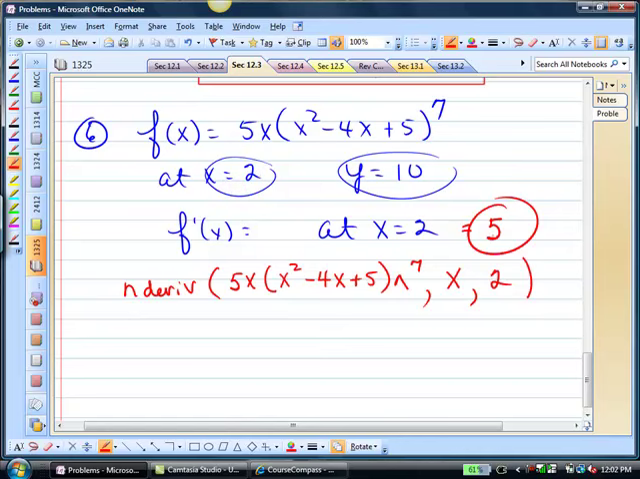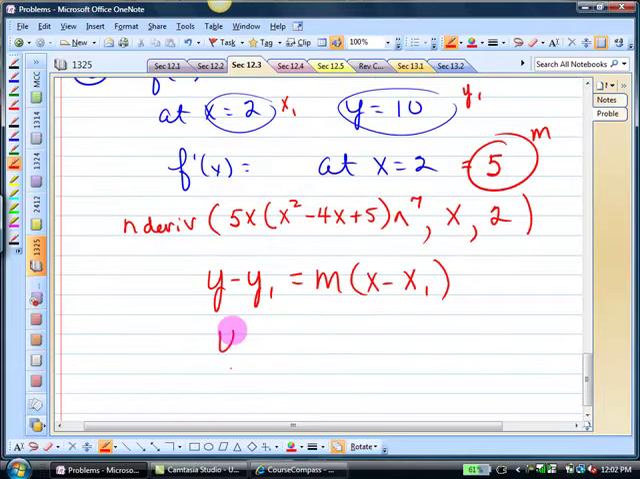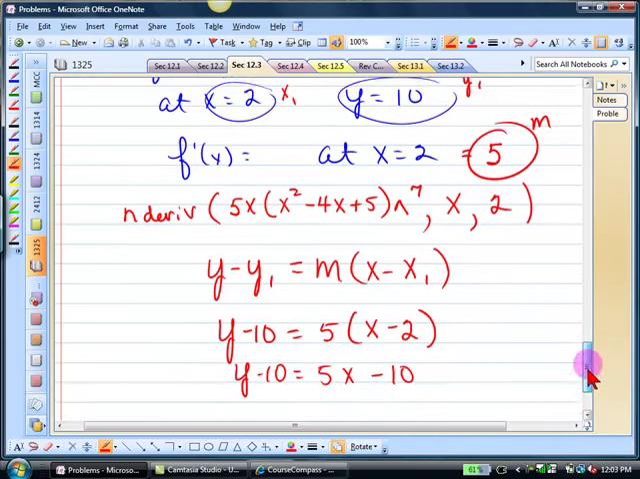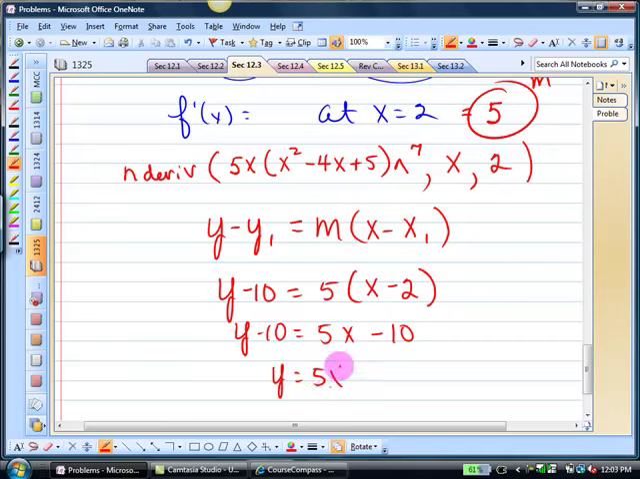So to get the slope, you can do math 8 and then plug in, and so then you're just writing the equation, okay? So here's your x1, here's your y1, and here's your m. And we're going to plug those in to get the equation. So y minus 10 equals 5 times x minus 2. Y minus 10 equals 5x minus 10. What do we get? Y equals 5x? Maybe? Yep.